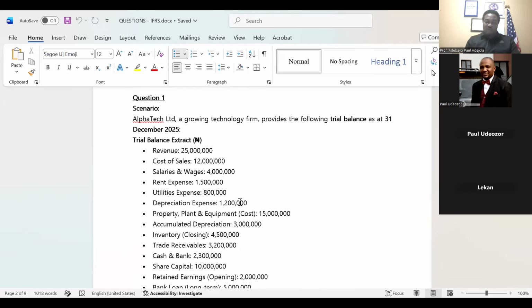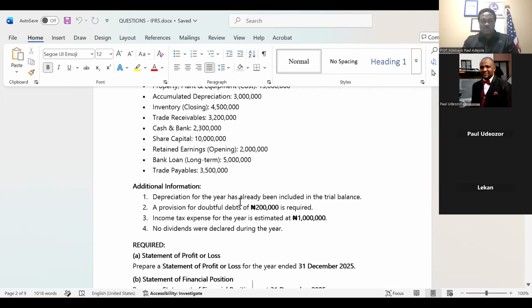Just by way of refreshing our memory, what we know already, the double entry principle as discovered by the Italian Luca Pacioli. When you see a trial balance, of course, all items, you say debit the receiver, credit the giver, debit all expenses and losses, credit all income, revenue, and profits. Then debit all assets, credit capital and liabilities. So when you see revenue, of course, credit; cost of sale, debit, and so on. Let's go to the question.